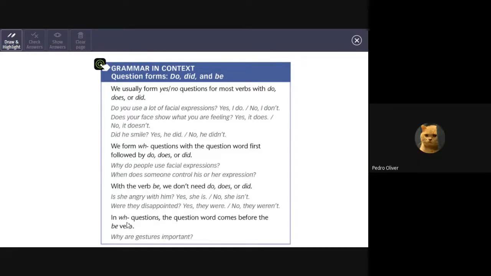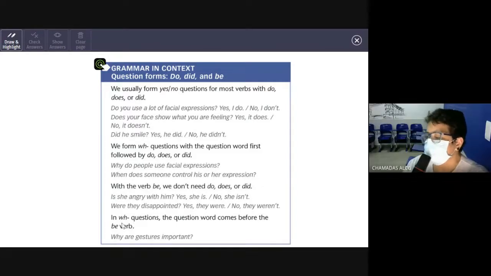Okay, thank you, Pedro. Very good. So in WH questions, the question word comes before the verb to be, okay? So here, why are gestures important? Okay, guys. So when we use question words, they come before the verb to be, all right? Like the other auxiliary verbs, okay?